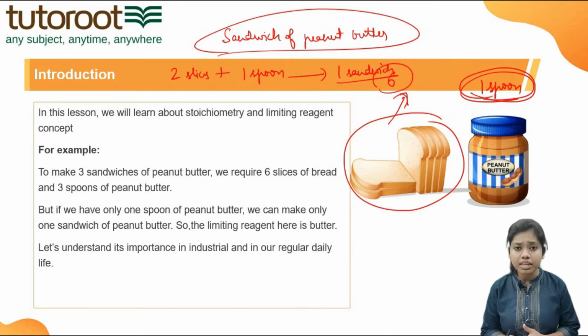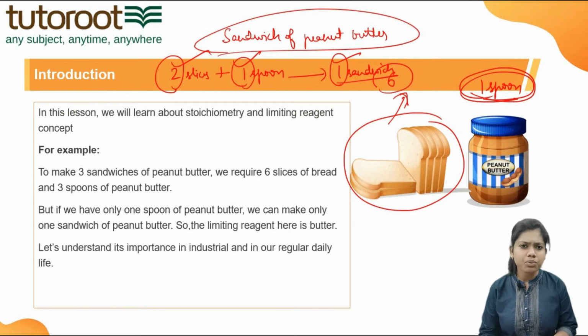But this limiting reagent has a lot to do with stoichiometry. As an example, it was 2 slices of bread and 1 spoon of peanut butter that gave us 1 sandwich, right? These numbers, in terms of a chemical reaction, can be considered as stoichiometric coefficients. So it is really important for us to know how to balance a chemical reaction.